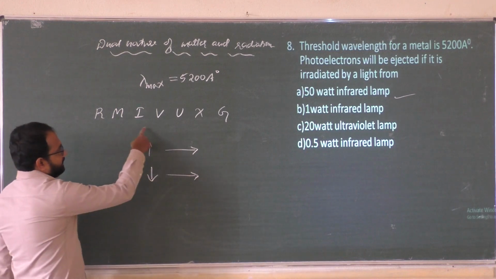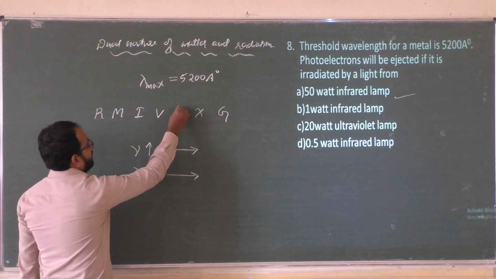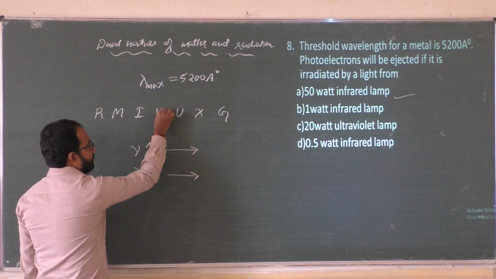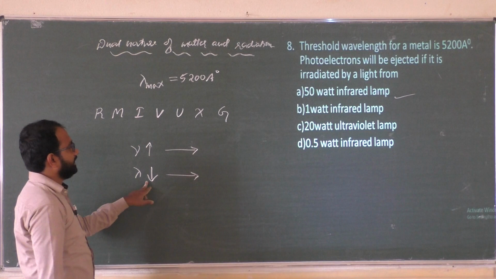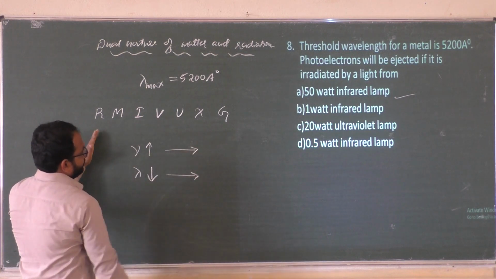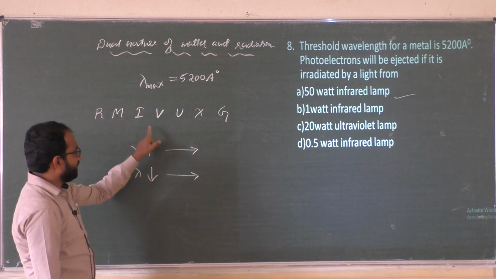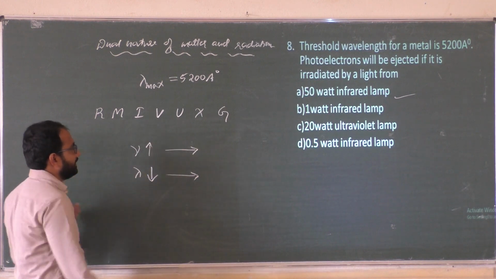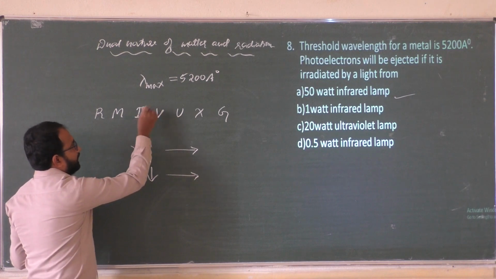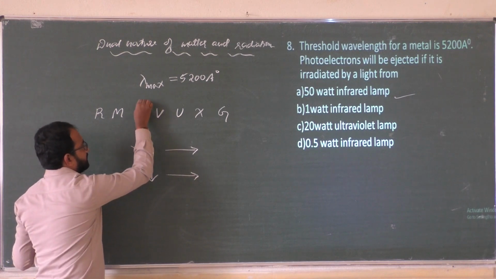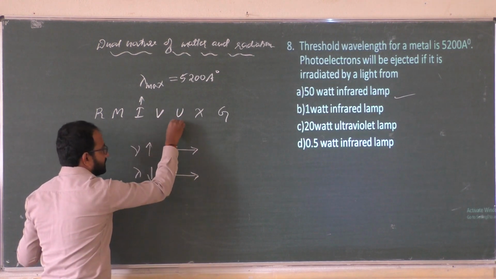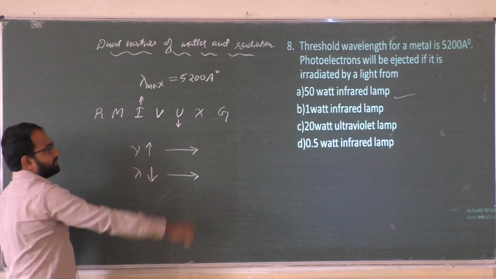Okay, so if you see the wavelength range, the wavelength of ultraviolet rays is less than the visible light, right? As I told, from left to right, the wavelength is decreasing, right? What about the wavelength of infrared rays? It is greater compared to this. This is lesser compared to this.